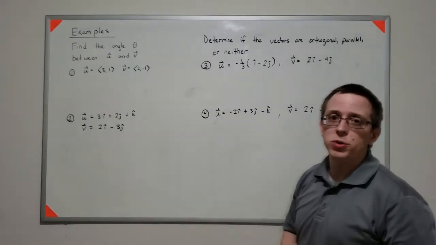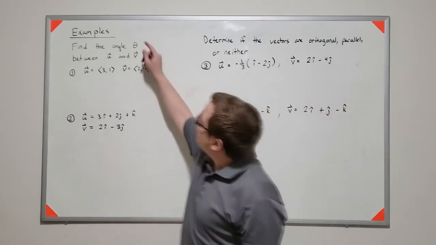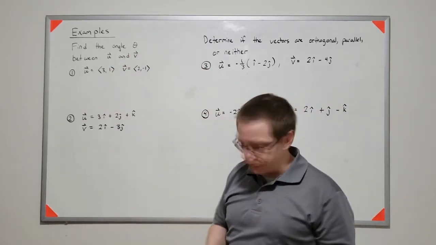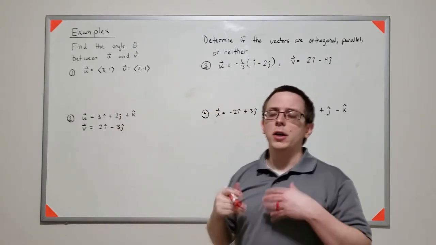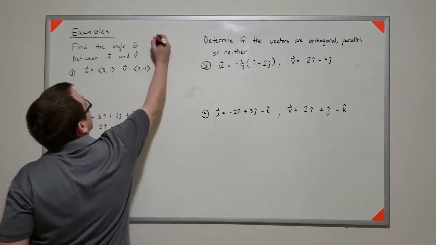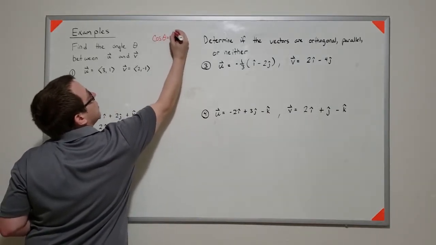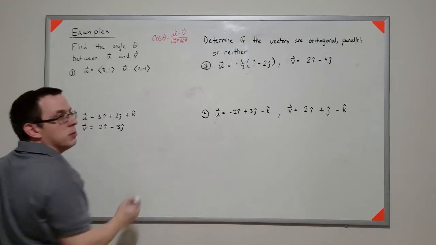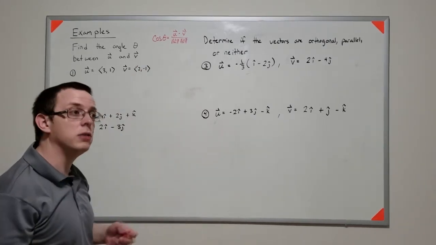Let's do some examples about the dot product. We want to look at U and V here and find the angle between them. So if I have U and V, recall I can use the formula that cosine of theta is U dot V over the magnitude of U times the magnitude of V. So I can use that, and I can take the arc cosine to find the angle.